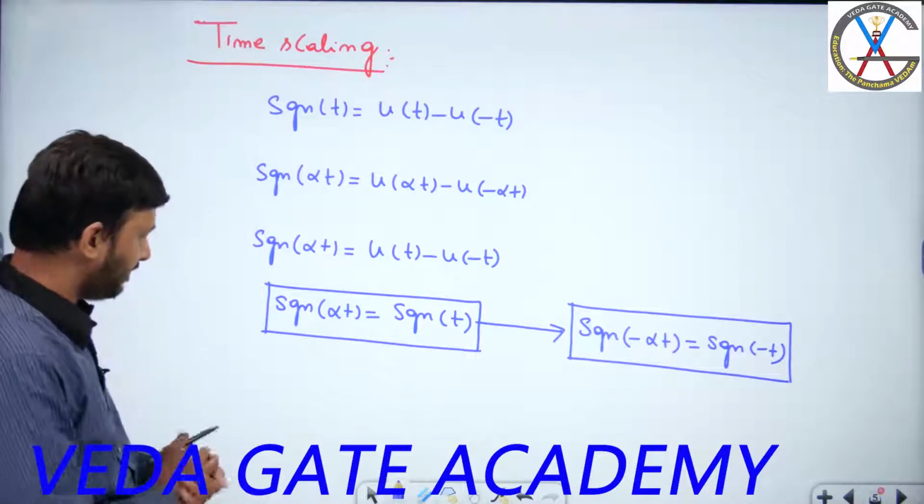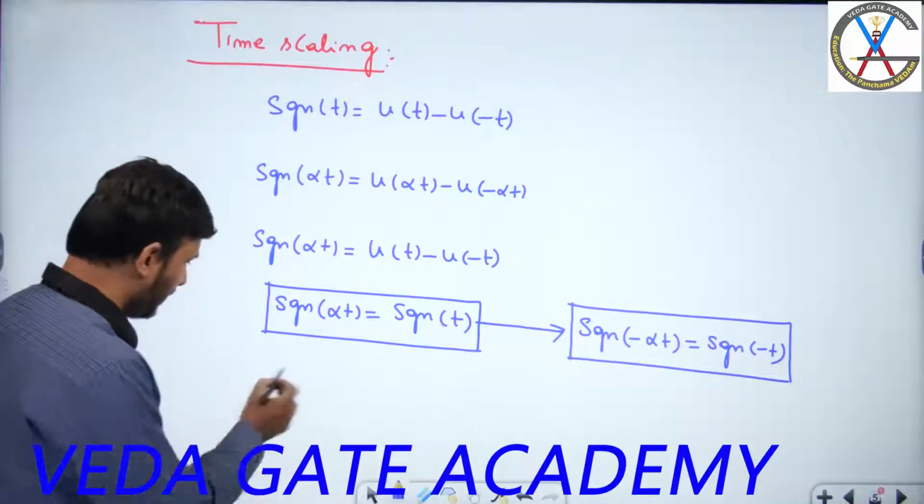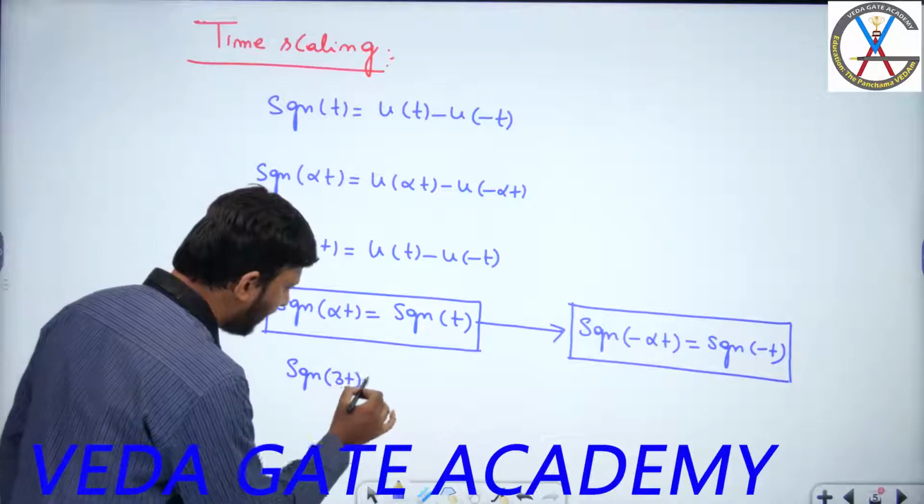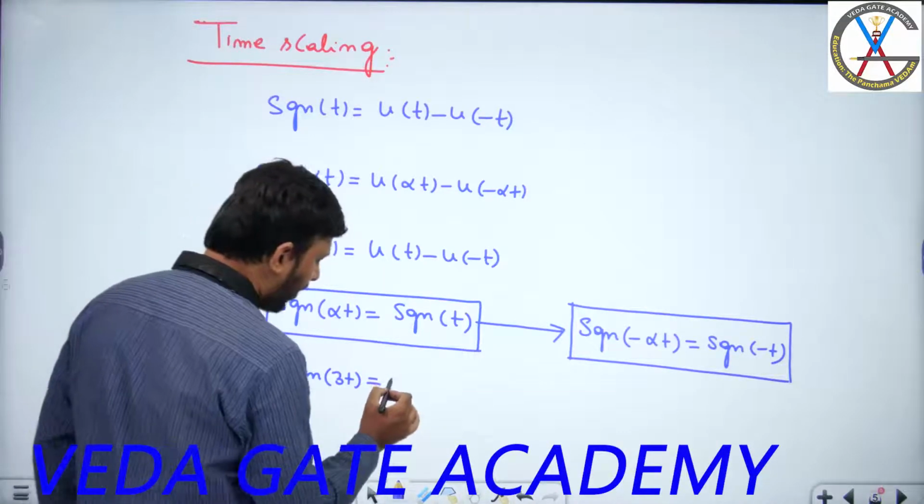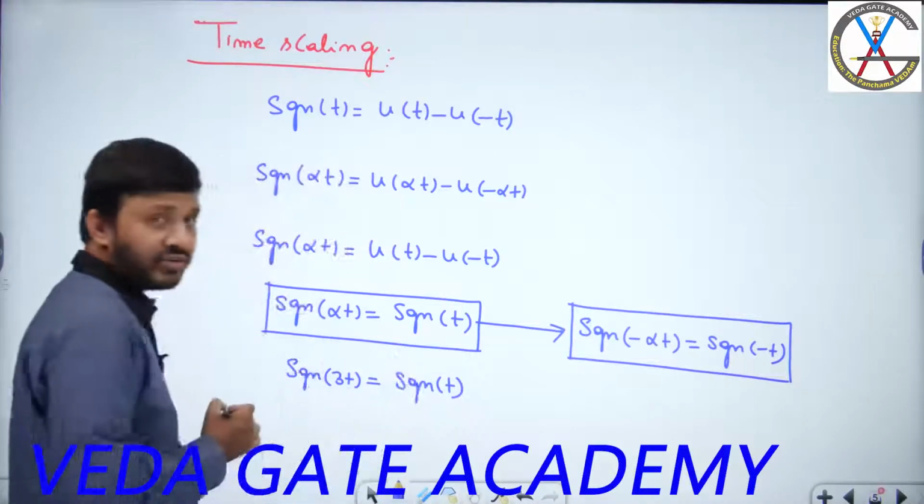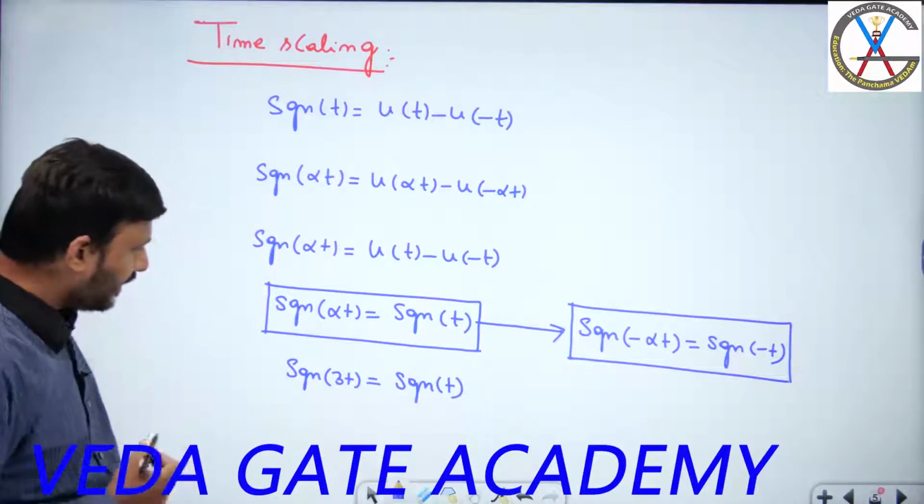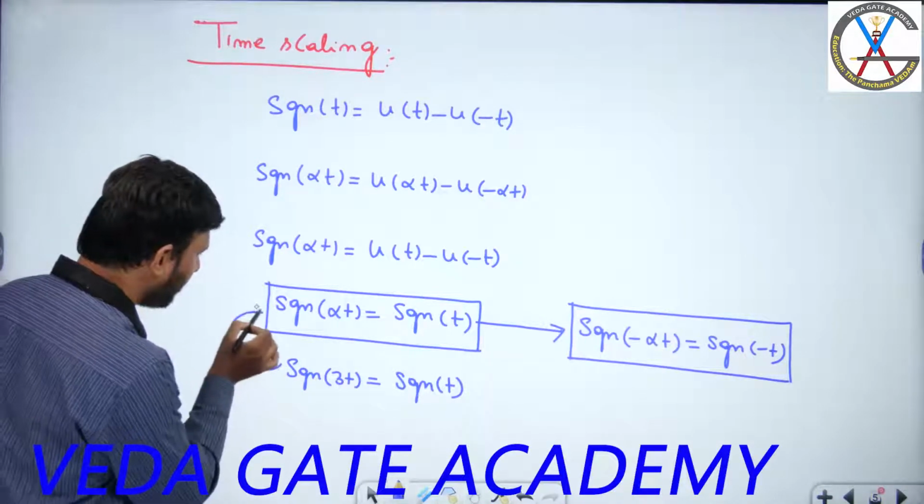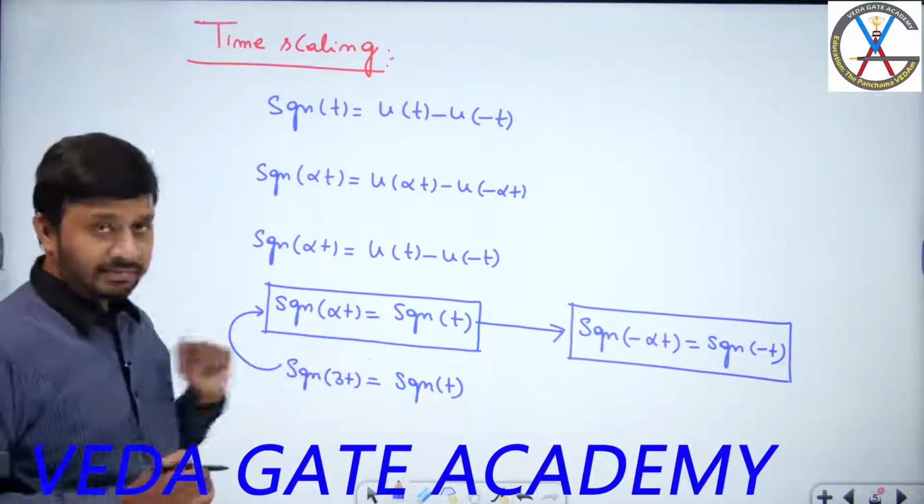From this, look here. If anybody asks you, what is the value of signum of 3t? Signum of 3t is nothing but signum t. Right? Now, how did I get this one? From this one. Signum of alpha t is signum t, no?